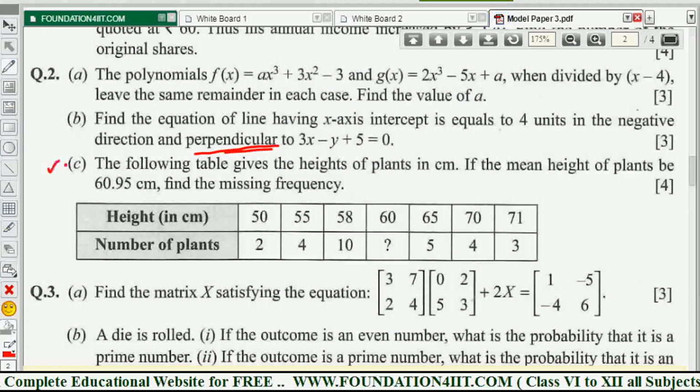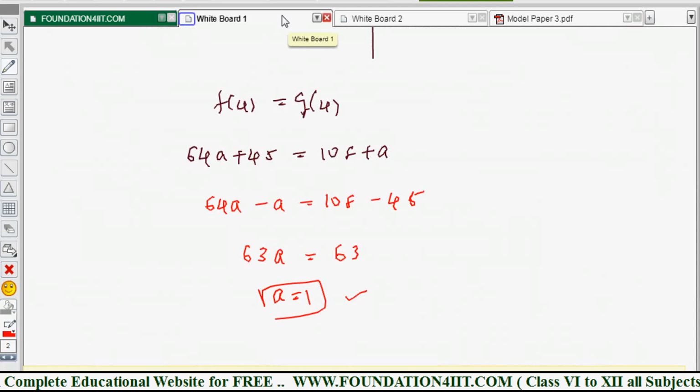And next one, we need to find the mean. We should find this missing value. Find from the table the heights of plants in centimeters. If the mean height of the plants is 60.95, mean is given, find the missing frequency. Only the mean formula will apply, by taking this frequency as some f. Okay, f1, or you can take f and solve. So let's see how to take the table.